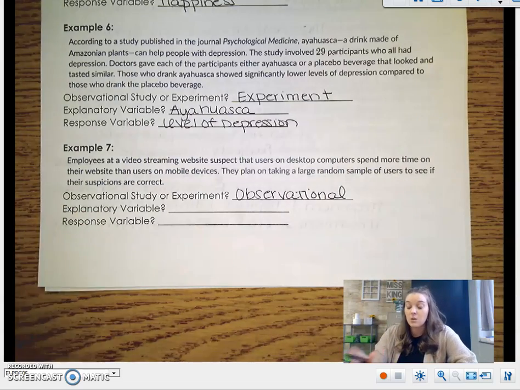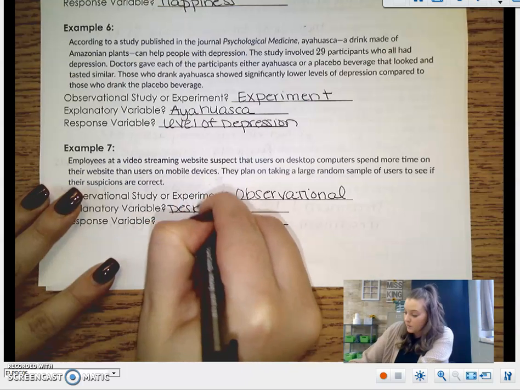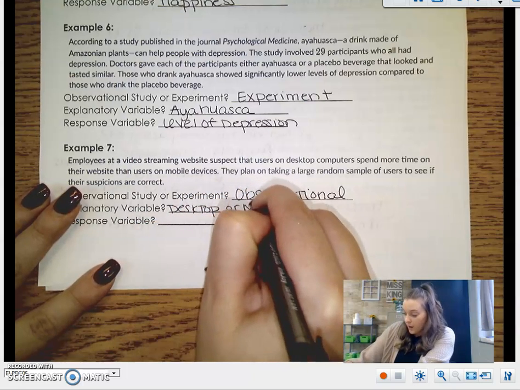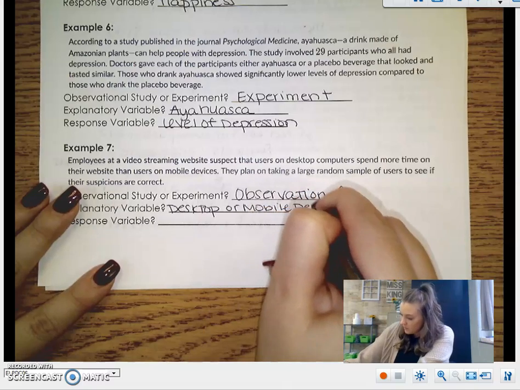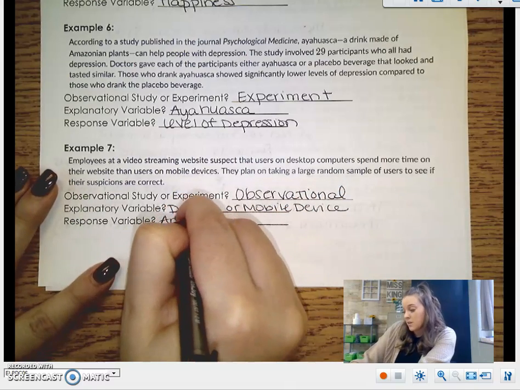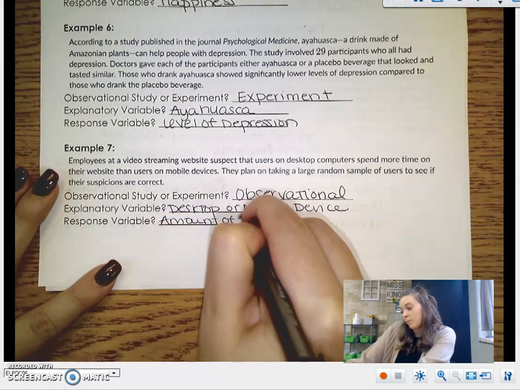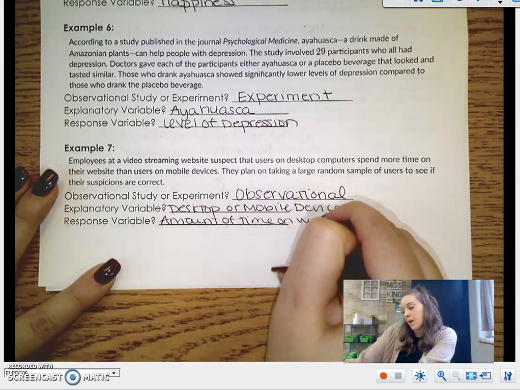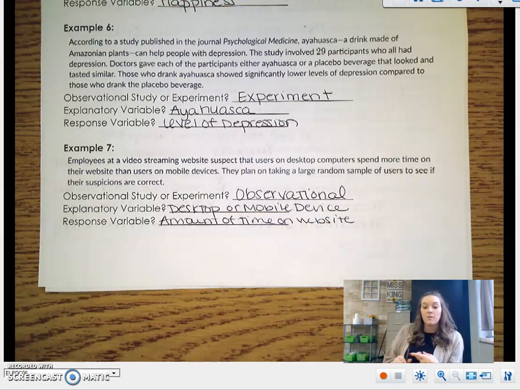Explanatory variable is going to be the desktop computer or mobile device. And the response variable is the amount of time on a website. So remember that you still have an explanatory variable and a response variable for both observational studies and experiments. It's just a different type of study. And for observational studies, you cannot say one causes the other, but for experiments with enough significance, which we'll talk about here soon, you can determine cause and effect.